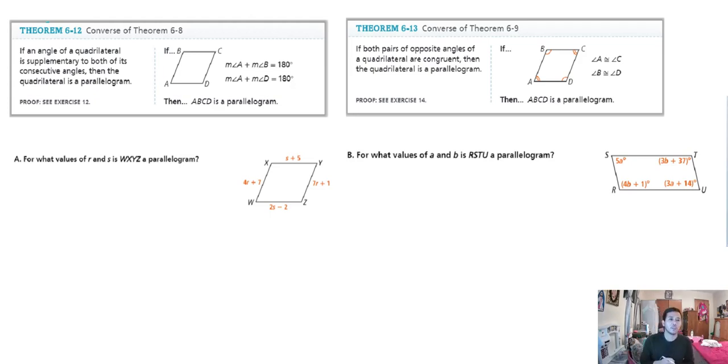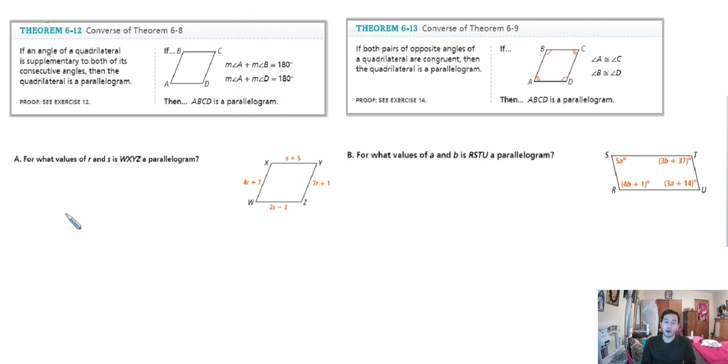Now let's focus on 6-12. If an angle of a quadrilateral is supplementary to both of its consecutive angles, then the quadrilateral is a parallelogram. Based on the illustration, in quadrilateral ABCD, if the measurement of angle A plus the measurement of angle B is 180, and the measurement of angle A and angle D is also 180, then quadrilateral ABCD is considered to be a parallelogram. Now let's apply that.